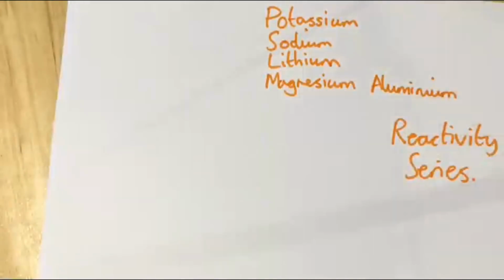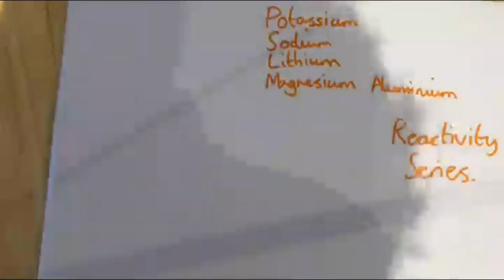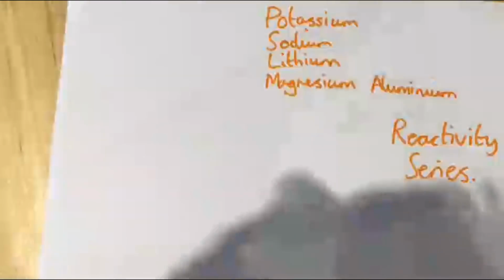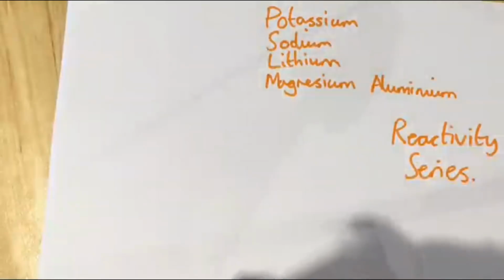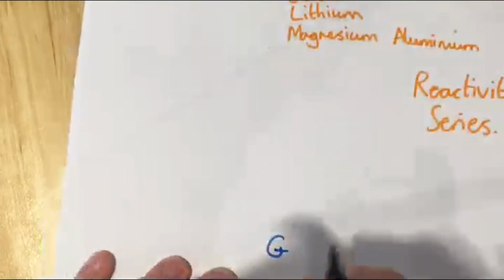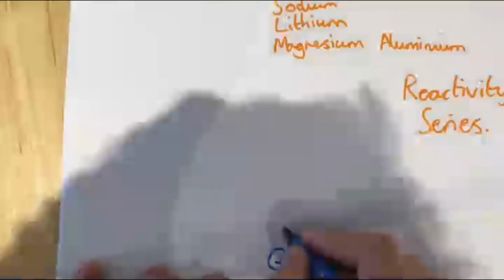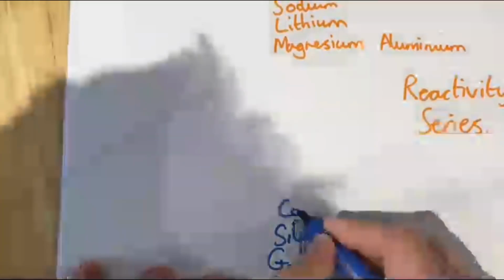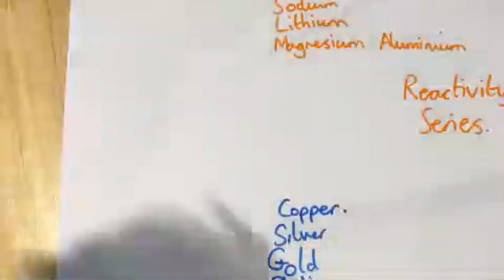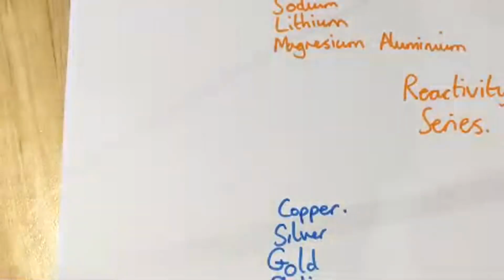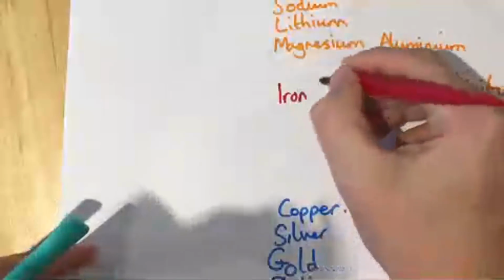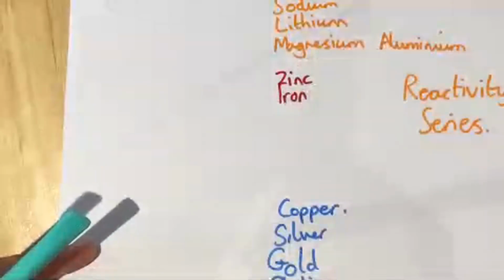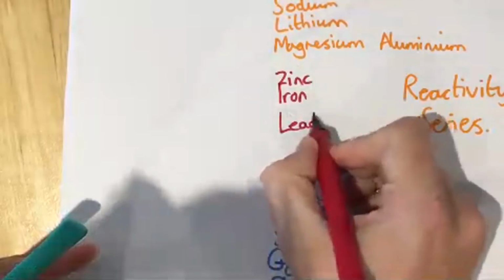At the bottom, I'm coming back to that electrolysis thing, don't worry. At the bottom, you've got super unreactive stuff, so things like gold, silver, platinum, things like copper. And in the middle, you've got all the other stuff you've heard of, so that would be something like iron. Zinc is actually above iron. Lead, something like that.